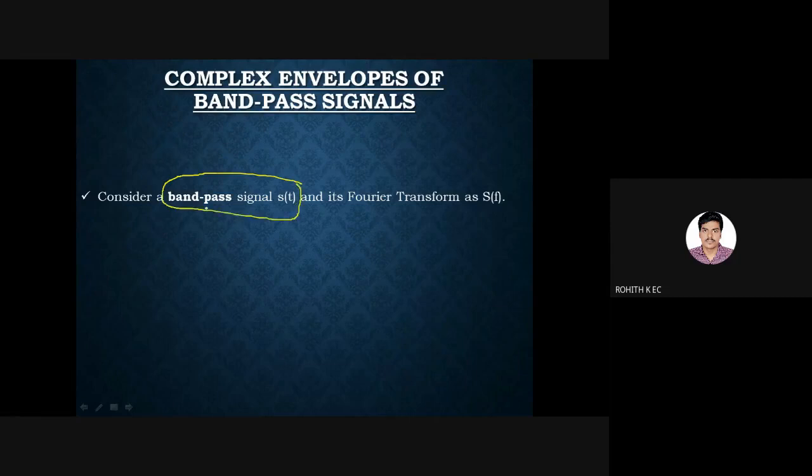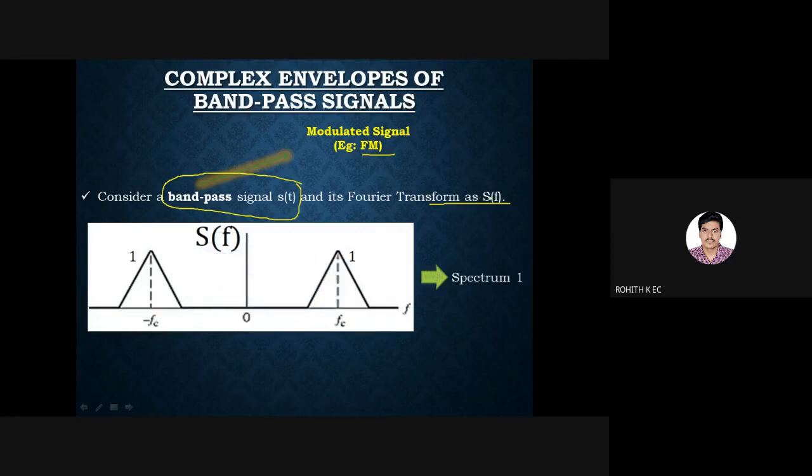In order to understand this, we had considered a passband signal or bandpass signal, s(t). When I say bandpass signal, it is a high frequency signal such as AM, and its corresponding Fourier transform is S(f). If I want to draw the spectrum of S(f), this is how it is going to look. It will have +fc and -fc, the positive and negative frequency spectrums. For simplicity we have written fc, but strictly speaking it will be fc plus W here, and here minus fc minus W, where W is your message signal frequency.